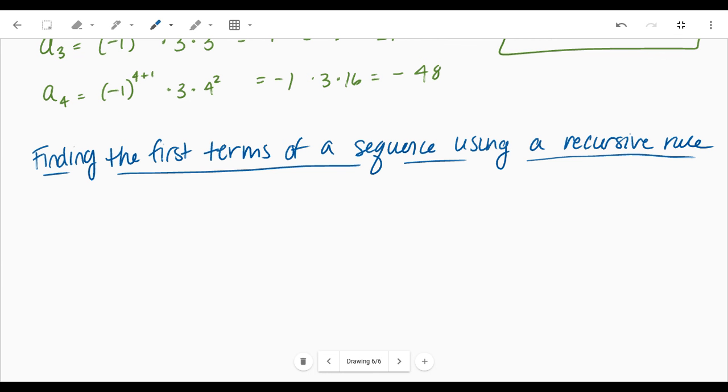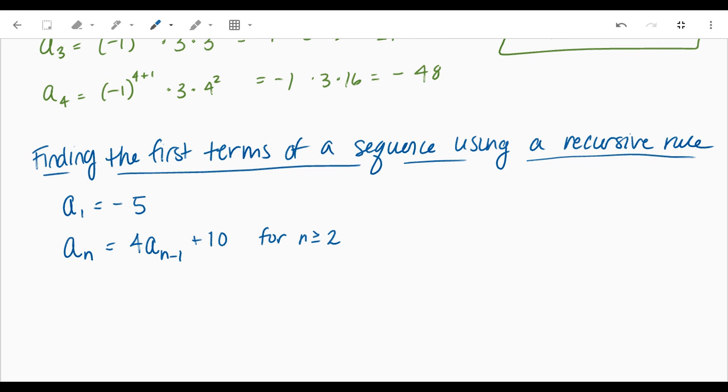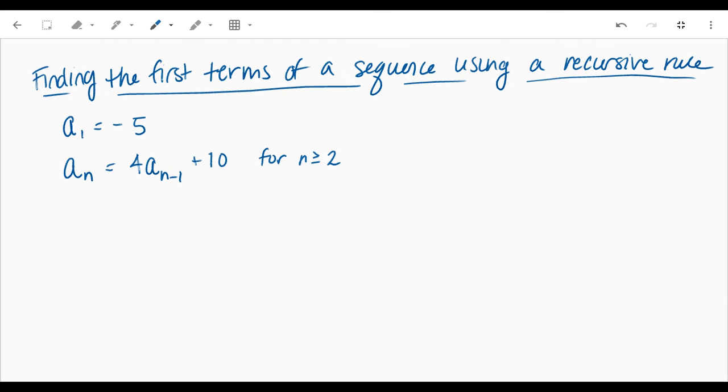With your recursive rule, remember you have to have one term. So we have the first term, and we have to have a rule for getting the other terms. So any term is equal to 4 times the term before it, which is what a sub n minus 1 means, plus 10. And that's going to be true for n greater than or equal to 2. The reason we say that is because we already know what the first term is, so we're going to use this rule for any additional terms. We're supposed to list the first 4 terms. Well, the first term is easy. The first term is negative 5.